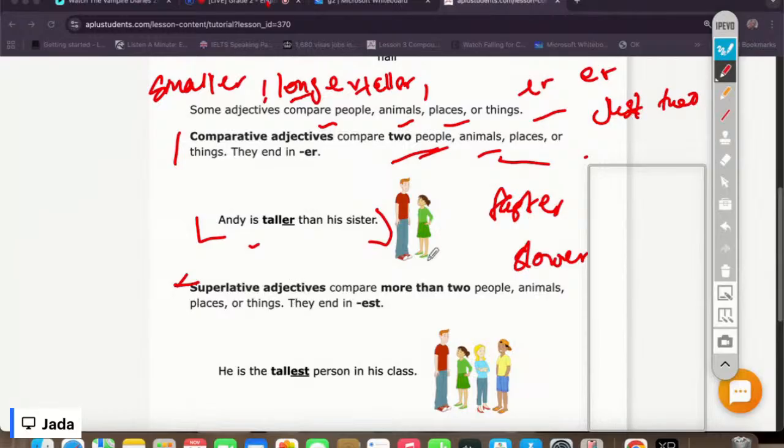All right, so let's look at the superlative adjective. Superlative adjectives compare more than two people, animals, places, or things. If you notice, the comparative is comparing just two. Now the superlative compares more than two, like a larger group, and they usually end in est. Comparative ends with er, and superlative ends in est. So we have, he's the tallest person in his class. So we have tallest.